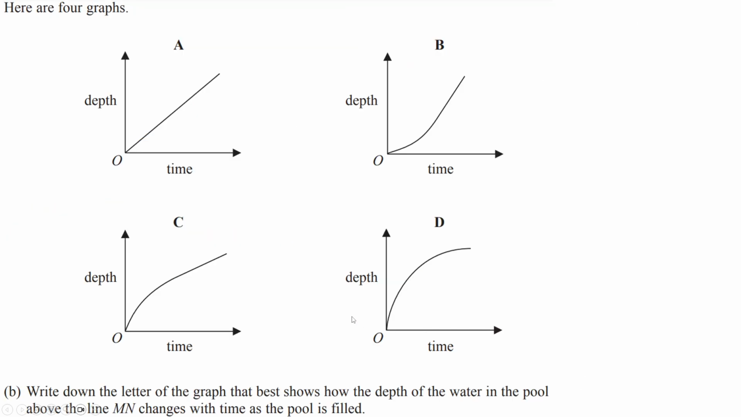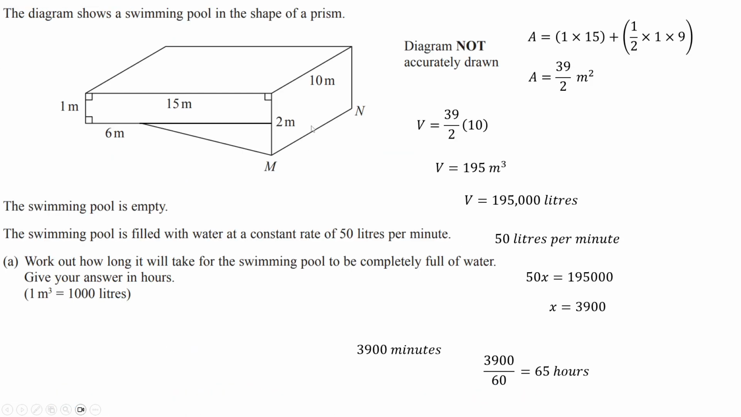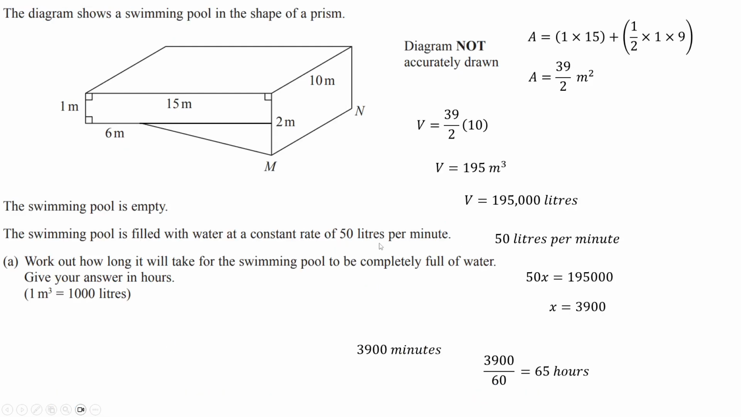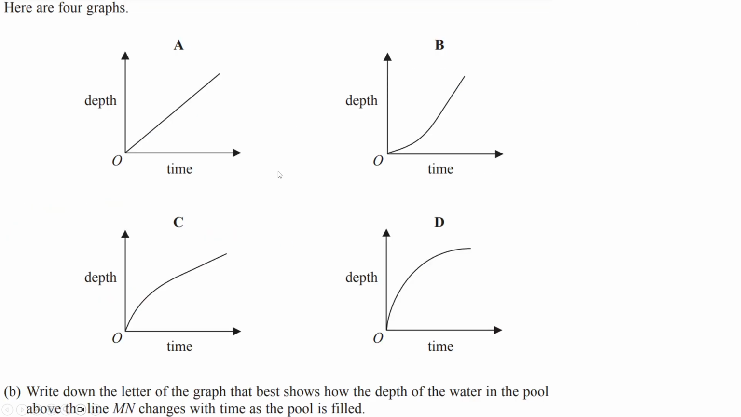Okay, now this question says, which graph best shows the depth of the water? And that's related to this question here that we've just done. Now, if you just look through all of them, it makes sense that you'd eventually see a straight line because we're filling at a constant rate. So the answer must have a straight line. So it could be this one, it could be this one because it has a small straight line, and it could be this one.